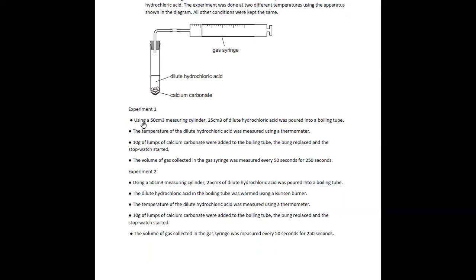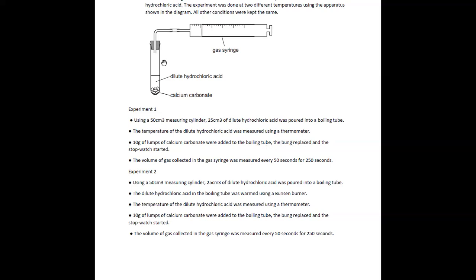Experiment number 1. Using a 50 centimeter cube measuring cylinder, 25 centimeter cube of dilute hydrochloric acid was poured into a boiling tube. So I took a boiling tube, and in that boiling tube, I have added my acid. The temperature of the dilute hydrochloric acid was measured using a thermometer. So first I measured the temperature. This is the initial temperature, the temperature at the start of the reaction. 10 grams of lumps of calcium carbonate were added to the boiling tube. So now I have added my calcium carbonate to the acid.